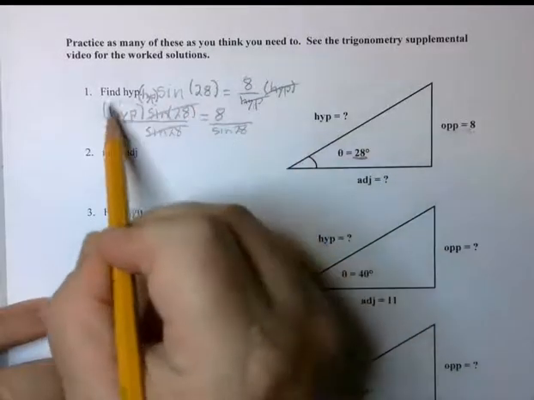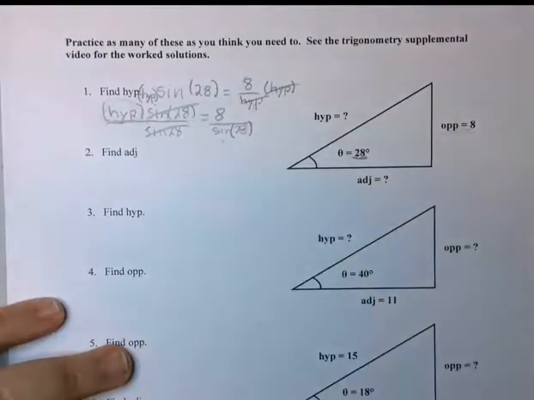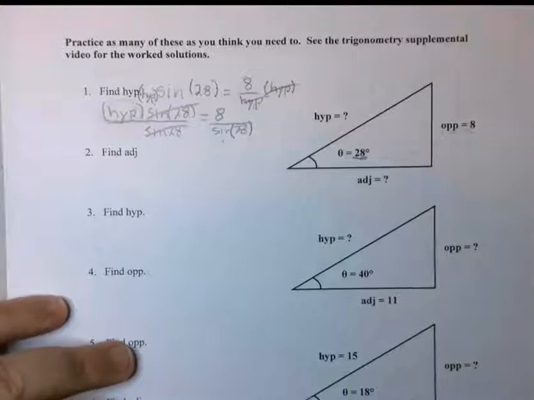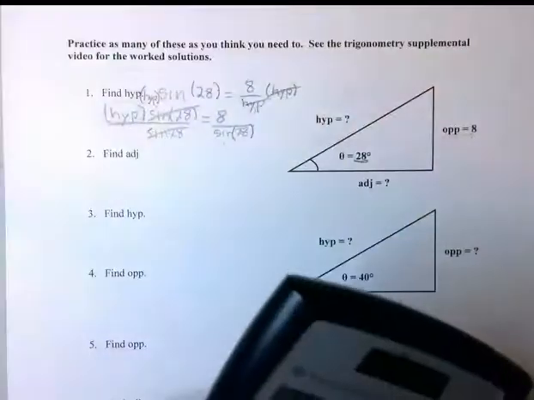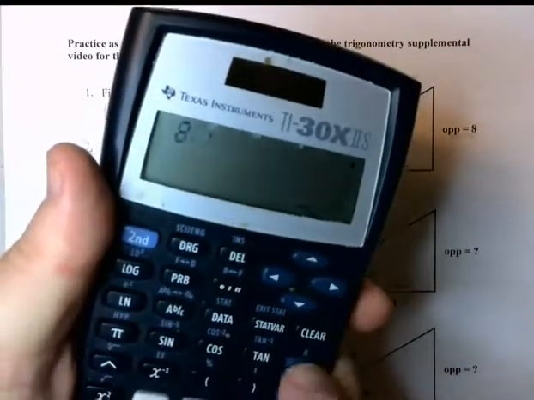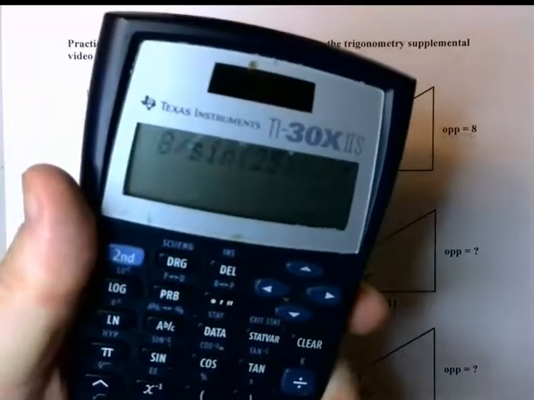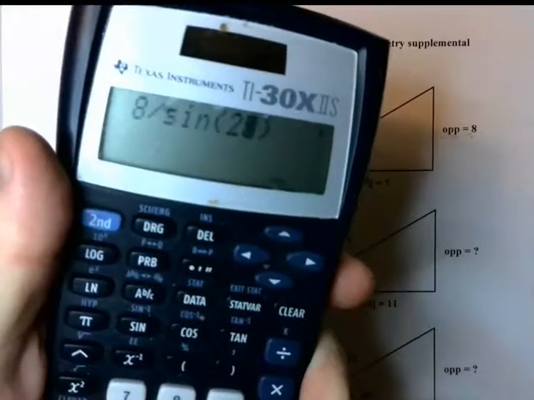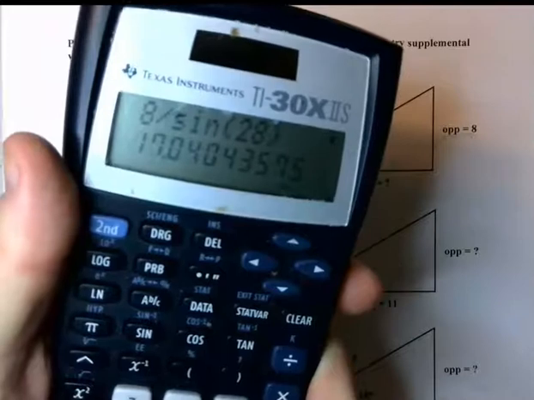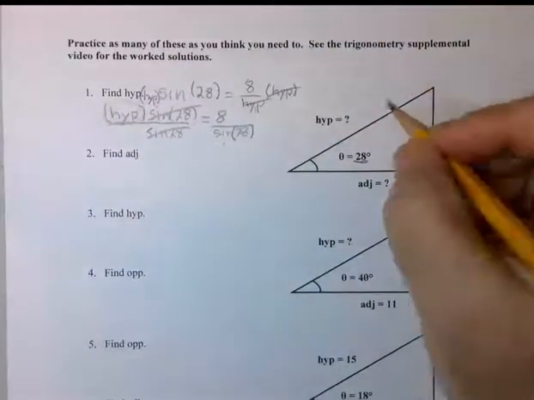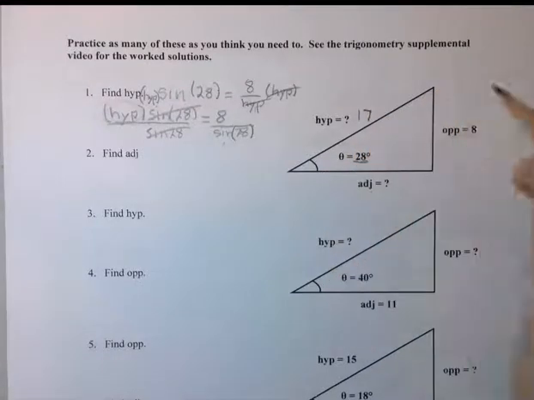Cancel, cancel. So now we have hypotenuse equals 8 over sine 28. And we're ready to go ahead and pull up our calculator here and find the hypotenuse. So hypotenuse equals 8 divided by sine 28, close the parenthesis. I put 25, that's not good. 28, close the parenthesis. And there we go, 17. Okay, so the hypotenuse is 17.04, we'll just call that 17.